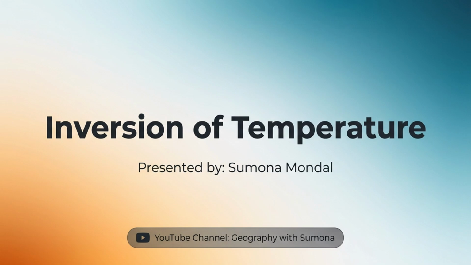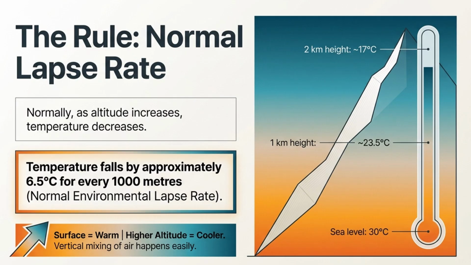In this video, we will understand what inversion of temperature is, how it happens, its causes, and its effects with simple examples. So, let's get started. Before we understand the temperature inversion, we first need to know the normal condition of the atmosphere. Normally, when we move higher above sea level, the temperature decreases.